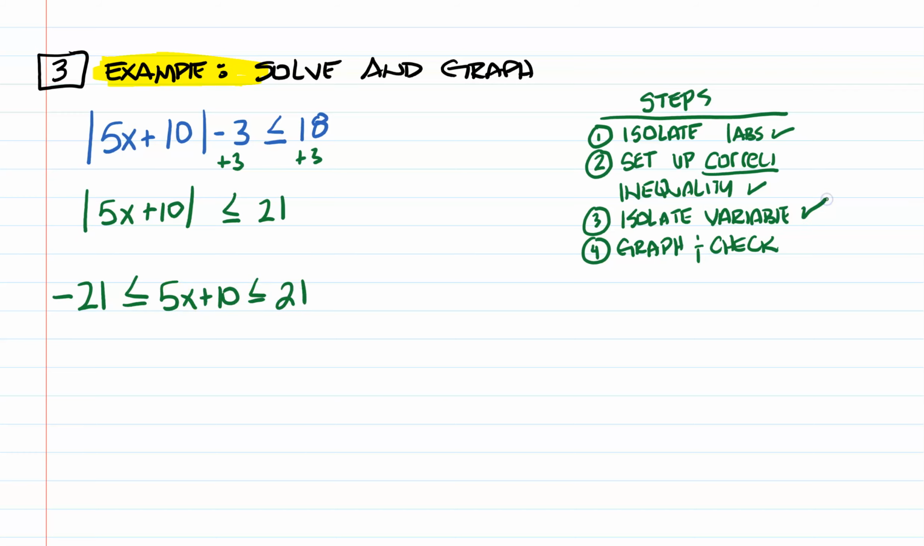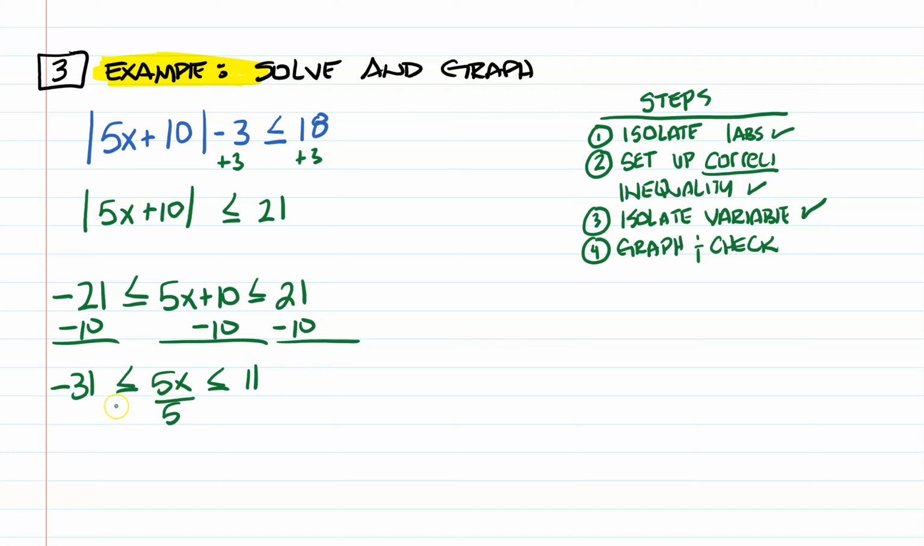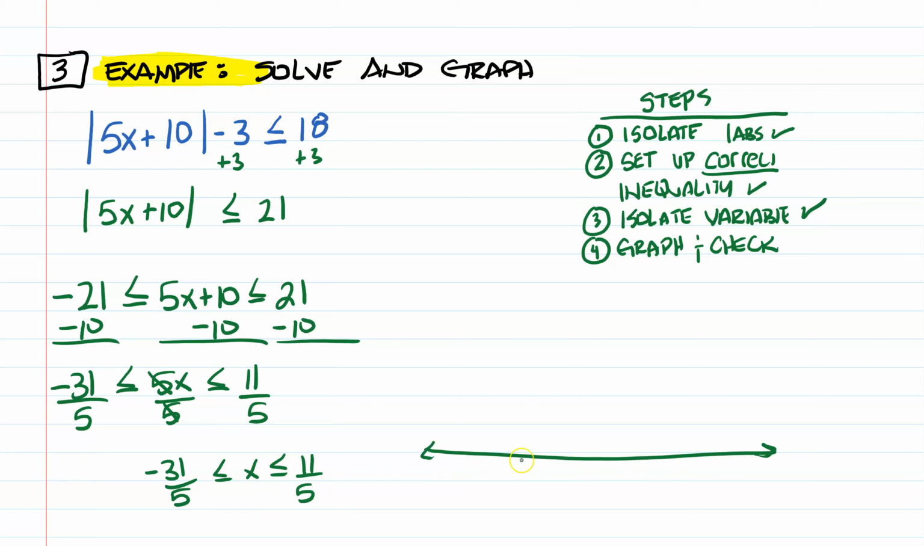We're going to isolate the variable. So I'm going to subtract 10 everywhere: on the left, the middle, and the right. That's going to give me -31 is less than or equal to 5x, which is less than or equal to 21 minus 10, which is 11. I'm going to divide everything by 5 because I still need to isolate that variable. And I have -31/5 is less than or equal to x, which is less than or equal to 11/5.